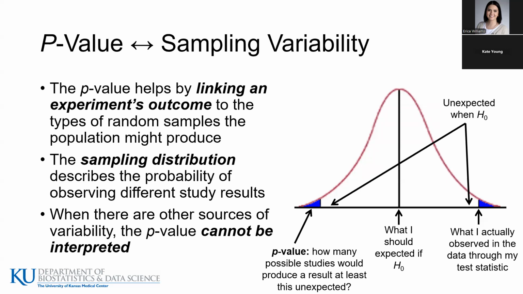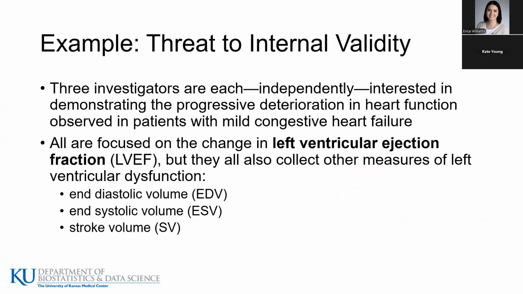But one thing to note about the p-value is that when there are other sources of variability besides the sampling variation, the p-value cannot be interpreted. So when a study is not internally valid, we cannot properly interpret the p-value.